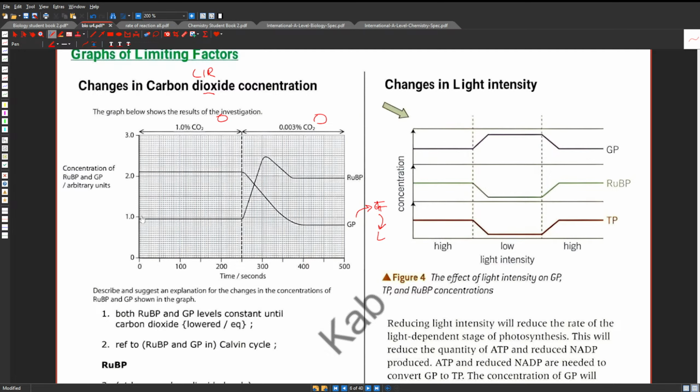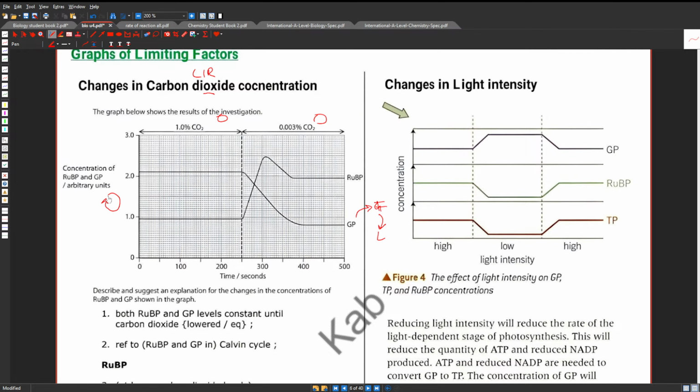So that's GP and this is RUBP. GP will always be at a higher concentration than RUBP. And the moment the concentration of carbon dioxide decreases, RUBP goes up and GP goes down. Think about why. When the reaction is taking place and going and going, most of the time RUBP will be used up. So that's why it's going to be low.